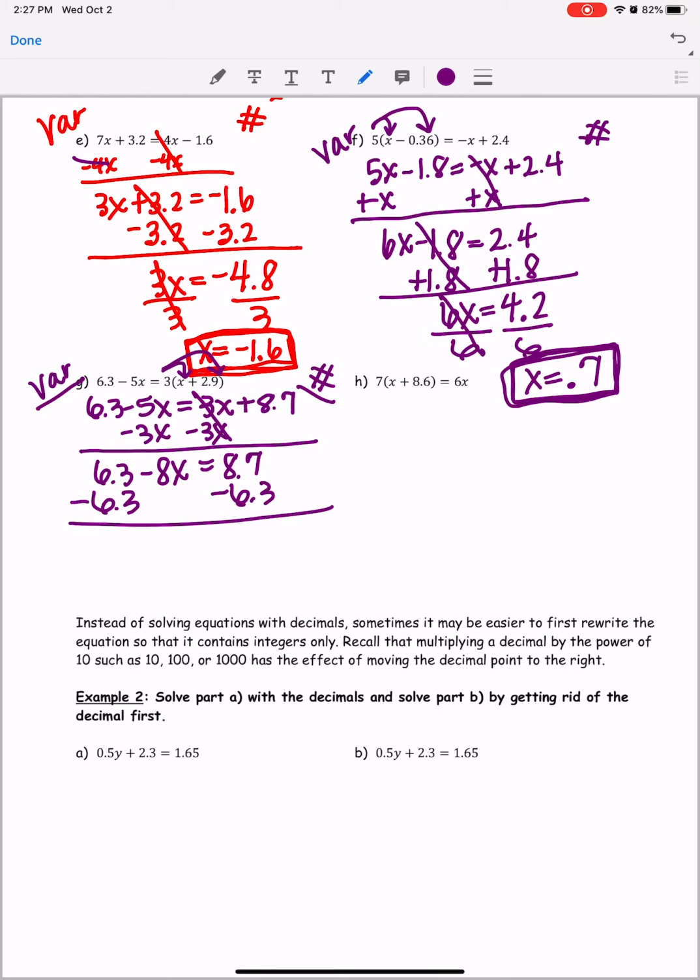So I get negative 8x equals, put this in your calculator, and we get 2.4. And then divide by -8. So we will get x equals -0.3.